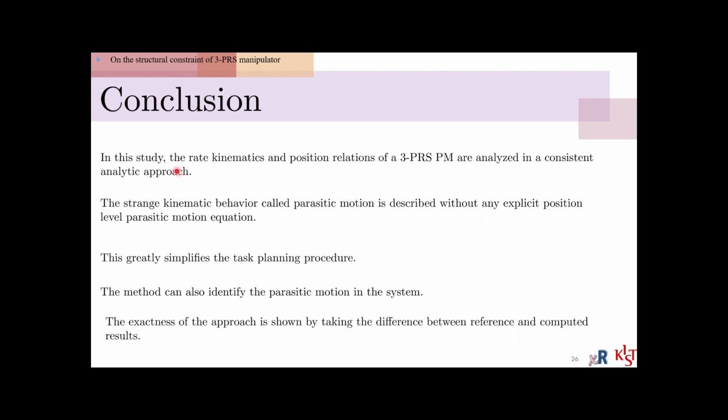In conclusion, the rate kinematics in this study is obtained, and position relations are derived from the velocity relation in a consistent manner. The strange kinematic behavior called parasitic motion is described without any explicit position level parasitic motion, so it greatly simplifies the task planning procedure. The method is also used to identify the parasitic terms from the main terms. The exactness of the approach is also shown by taking the difference between the reference and the computed results.